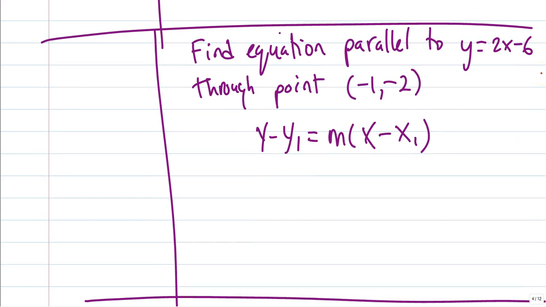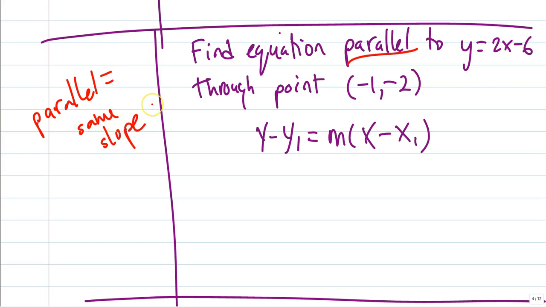Let's kick it up a notch. They say, what if I wanted an equation parallel to this through the point -1, -2? Well, parallel means what? Well, we had this in previous. Parallel means same slope. The lines never cross.